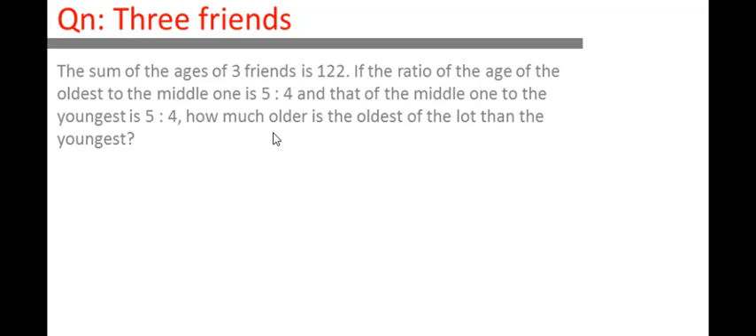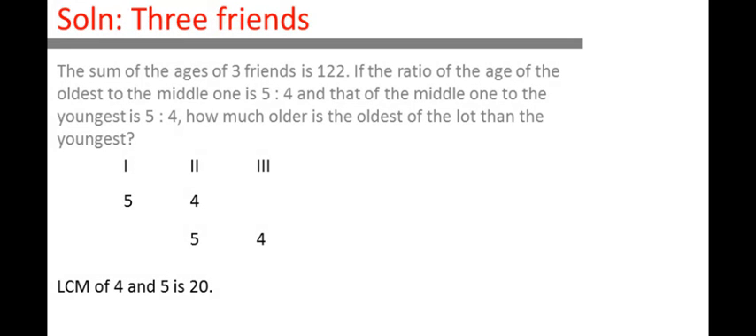So you can find that the age of the middle one is now 20. I have found the ratio of the second one, I made the ratio of the second one equal. So now I can write this as 25x plus 20x plus 16x equal 122. So this is the solution which we are going to see in the next slide. So this is how you can approach.